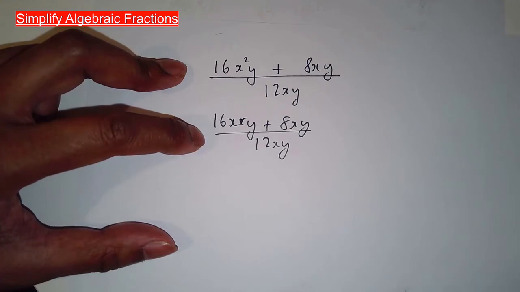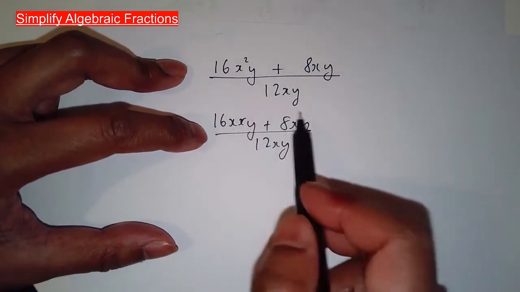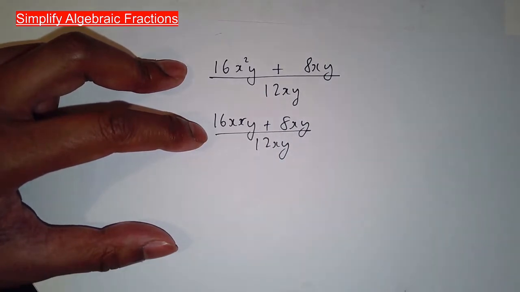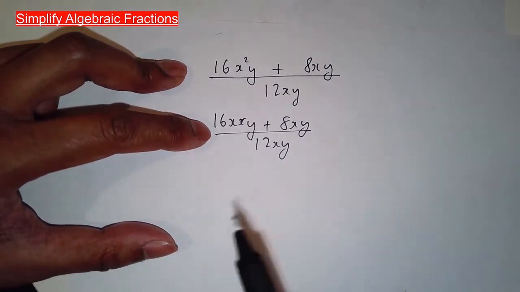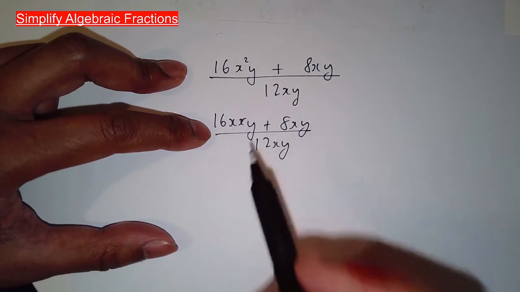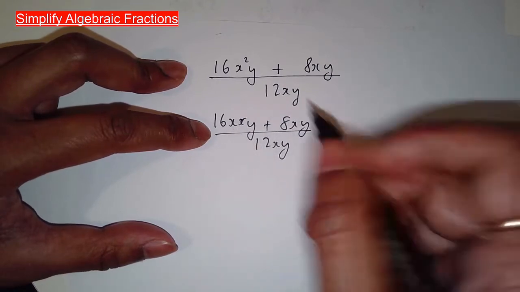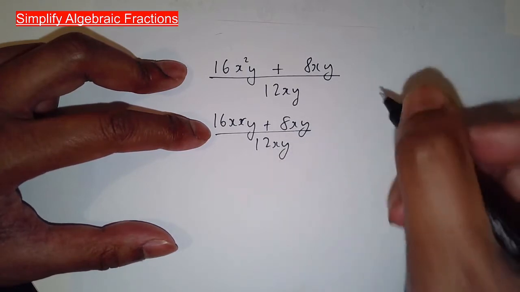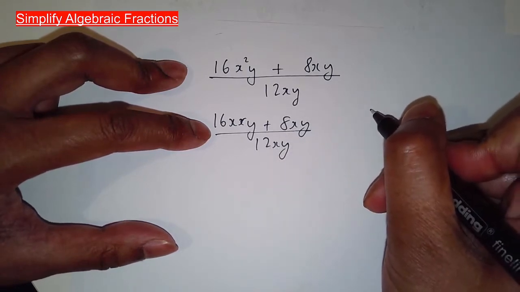Now you need to find what does each part have in common. What do all 3 parts have in common? So looking at the numbers then, the biggest number that goes into 16, 8 and 12 happens to be 4. 16 is in the 4 times table, 8 is in the 4 times table, 12 is in the 4 times table. So we are going to divide by 4.